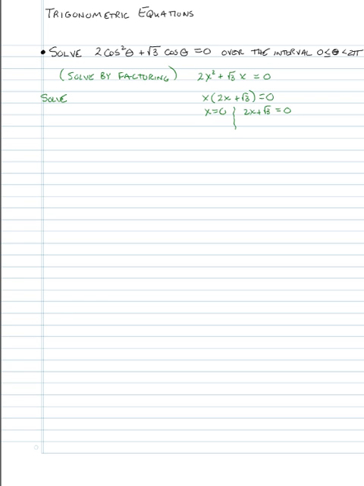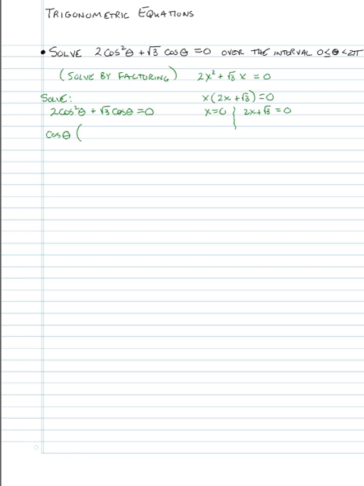We want to solve, here's the way we're going to solve it. We've got 2 times cosine squared theta plus the square root of 3 times the cosine of theta equals 0. Now on the left side, we have this common factor of cosine, so we'll factor cosine of theta out.